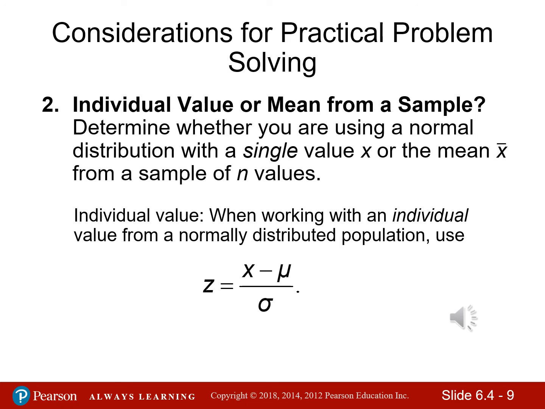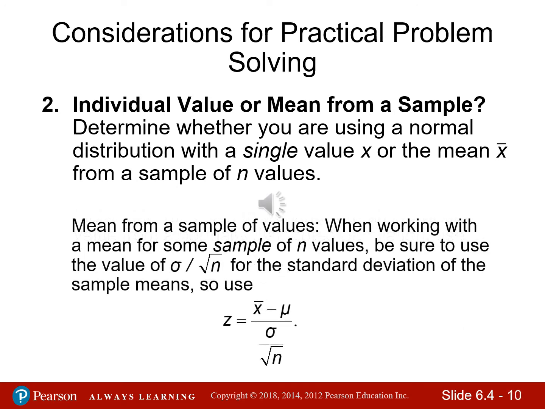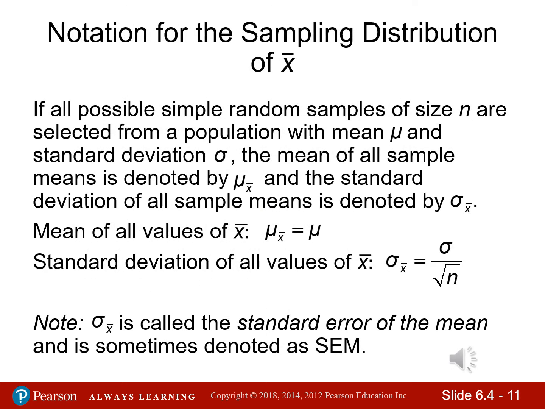When working with individual values from a normally distributed population, we can use z equals x minus mu over sigma. When we are working with a mean for some sample of n values, we can use the value of sigma over the square root of n for the standard deviation of the sample means. So in that case, we will use z equals x bar minus mu over sigma divided by the square root of n.